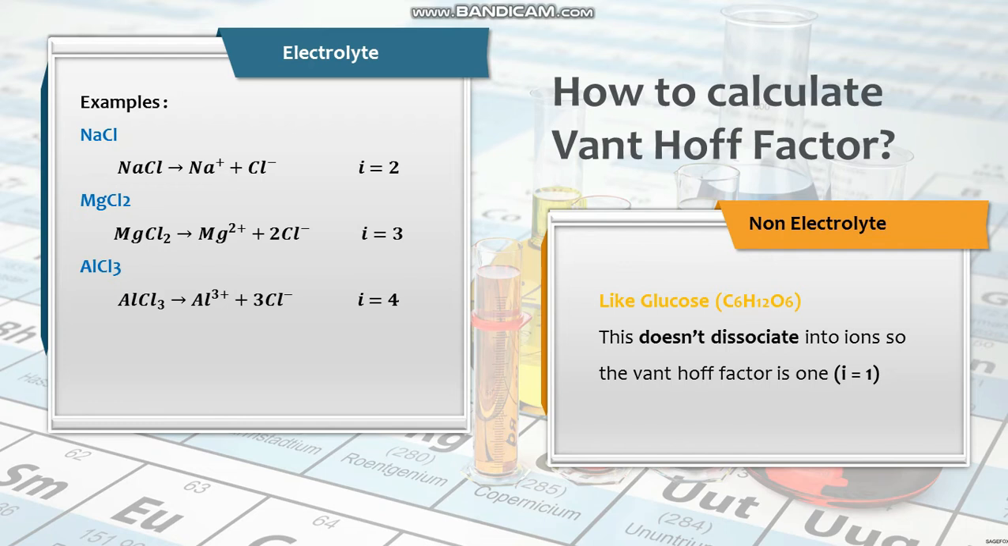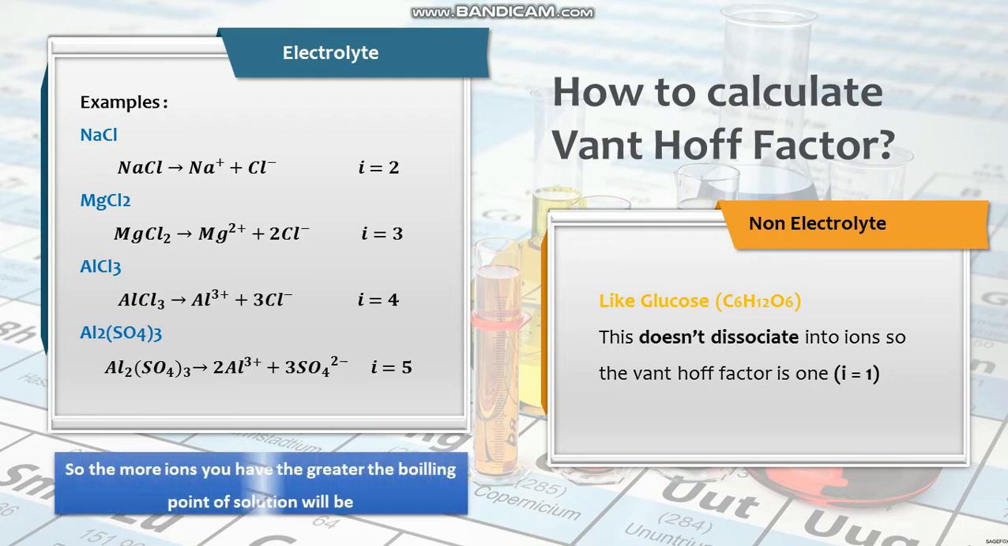And finally, what about, let's say, aluminum sulfate? How many ions are in this particular compound? We can see that there are 2 aluminum ions and 3 sulfate ions. So therefore the van 't Hoff factor is 5, because there are 5 ions per formula unit. So the more ions you have, the greater the boiling point of the solution will be.